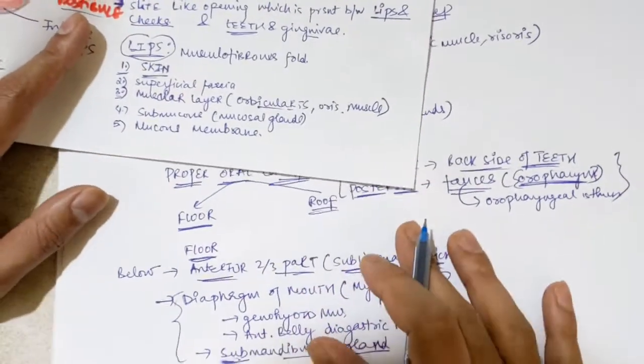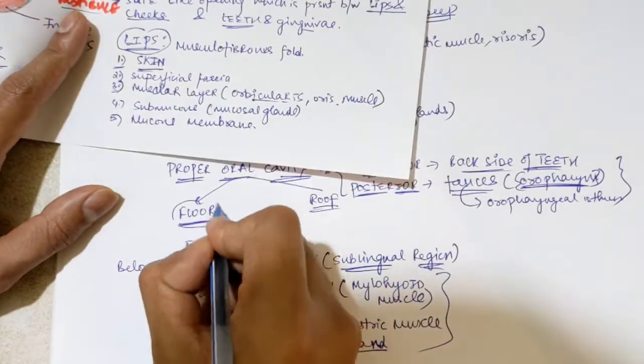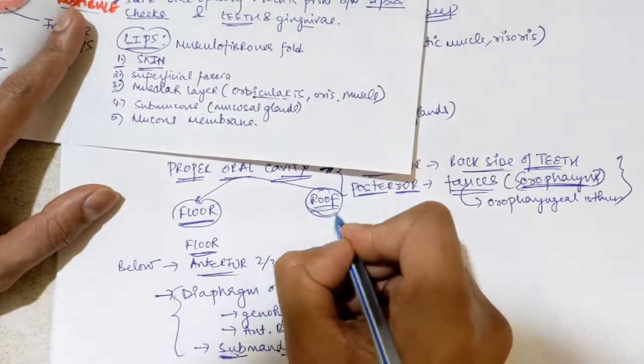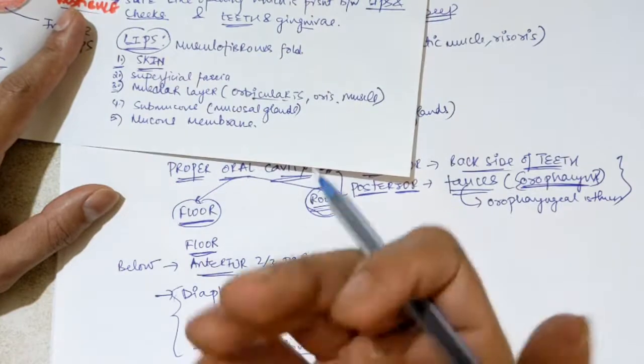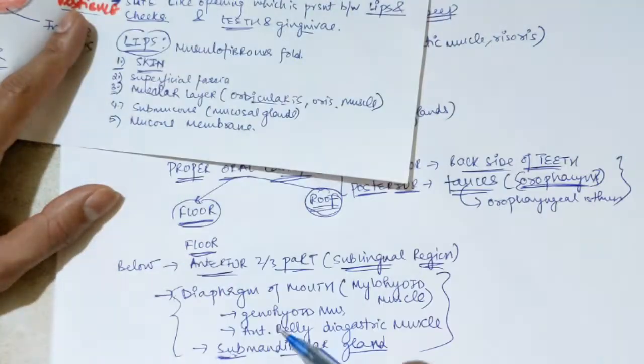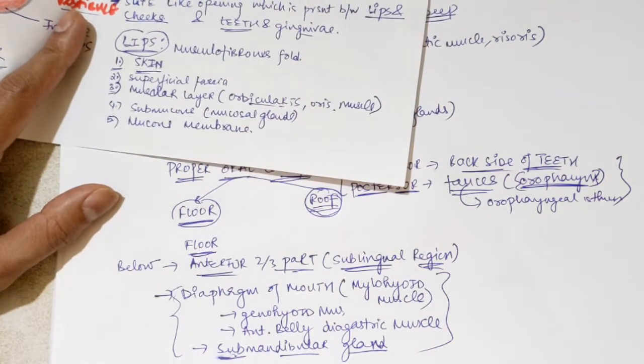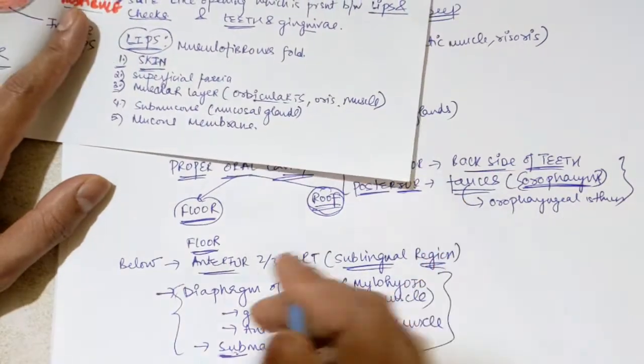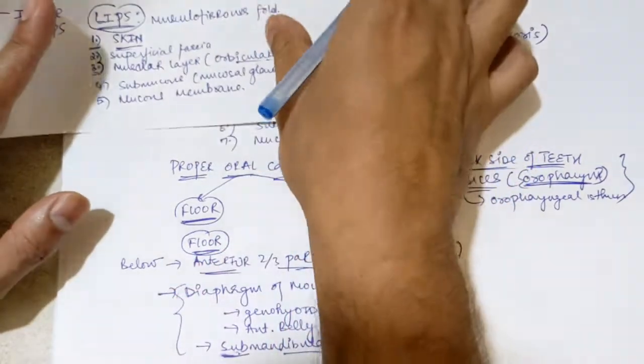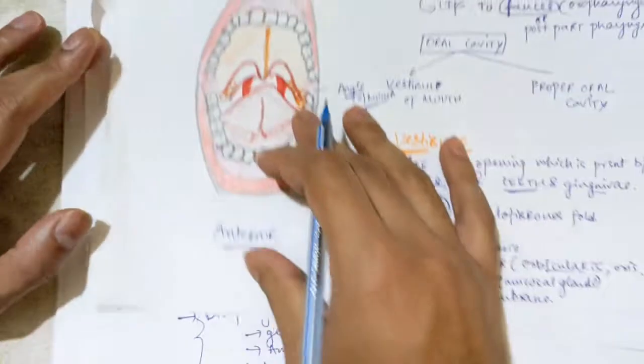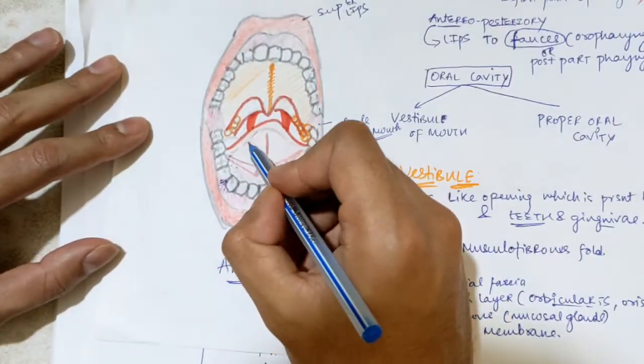Now the proper oral cavity is further divided into floor and roof. Okay, it has boundaries, that is, below the tongue there are structures, and above the tongue there are structures. Okay, now the floor. First of all we have to see the boundaries of our floor. You can see in this diagram, just a visualization, the tongue is folded.